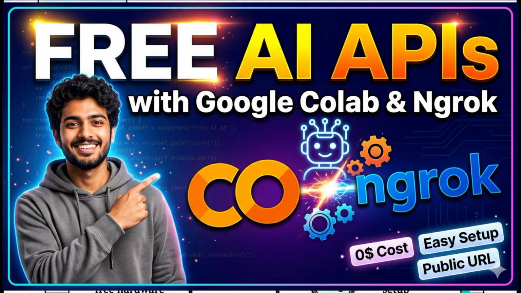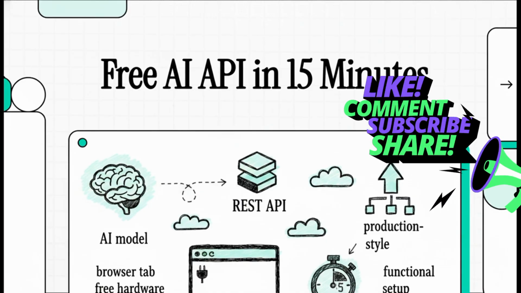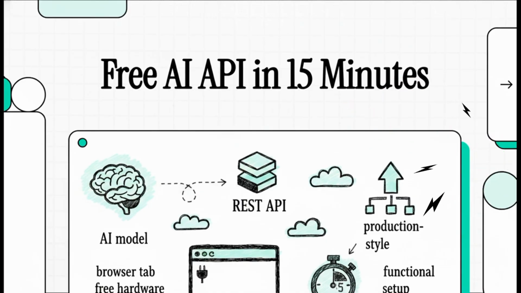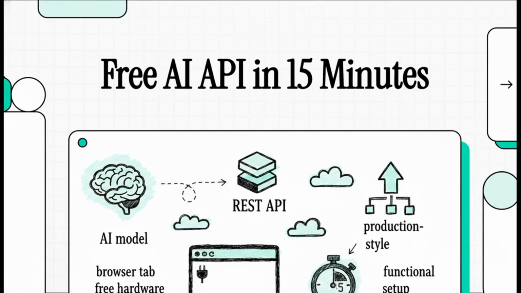We are diving into something today that is, honestly, an absolute game changer from our source material. Imagine building a production-style REST API using a state-of-the-art open-source AI model and running the whole thing on completely free hardware. Seriously, no subscriptions, no renting incredibly expensive GPUs. You just need a browser tab, and in about 15 minutes, you'll have a fully functional infrastructure setup ready to go.